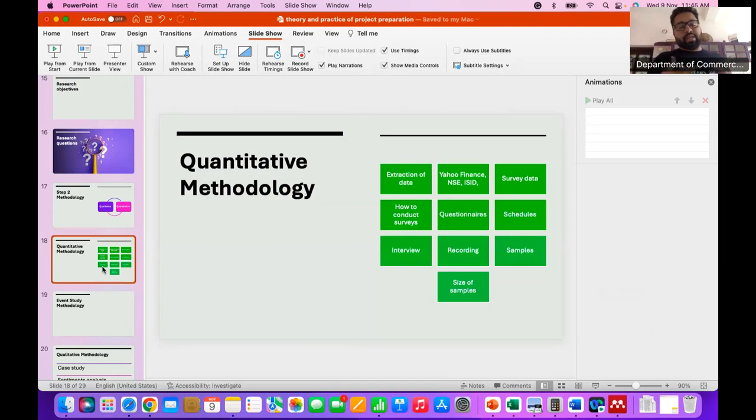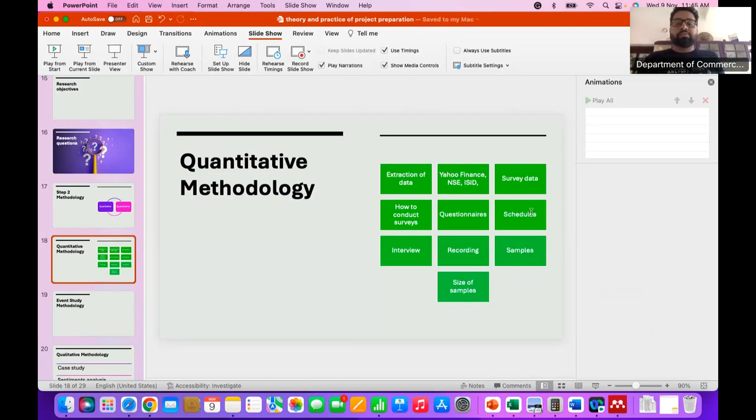If it is panel data, you can get the data set of India, of Sri Lanka, of Pakistan, of all the countries concerned with financial technology. That data set becomes a panel one. With a number of countries and a number of time periods, it becomes panel data.